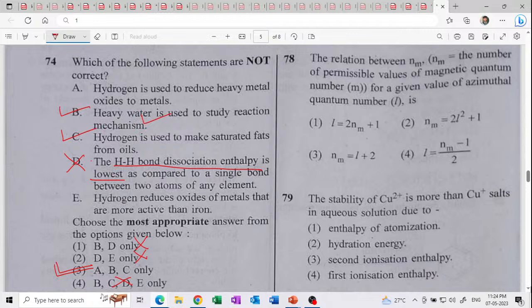D and E. I think wait a minute. Hydrogen reduces the oxides. Then what is the A? And this is the C. Okay, let me clear now. Hydrogen reduces the oxides of metal. D is wrong. B is correct. So this is only D and E.